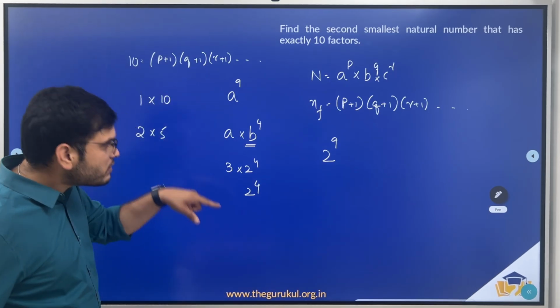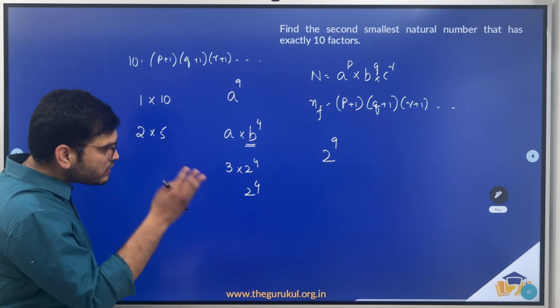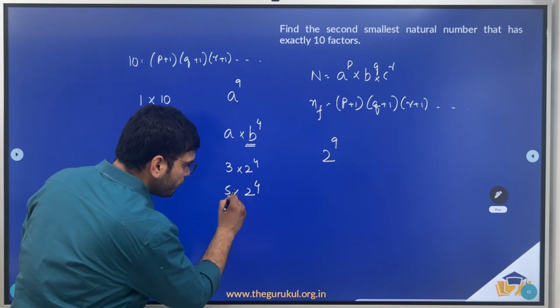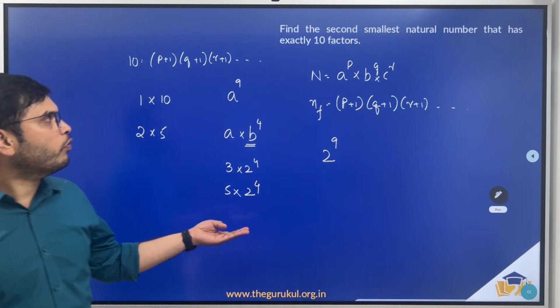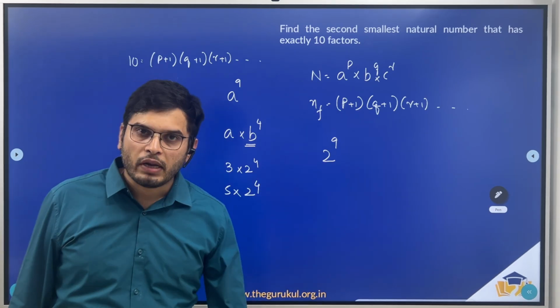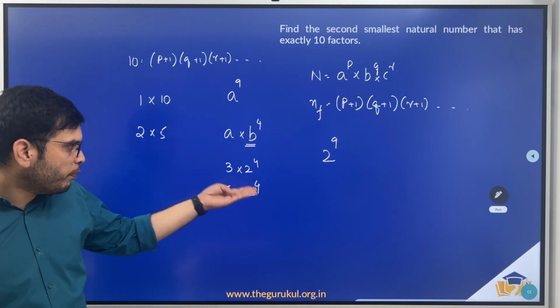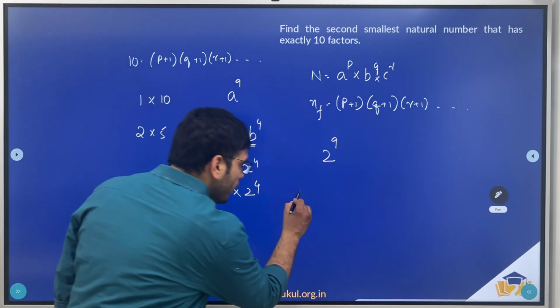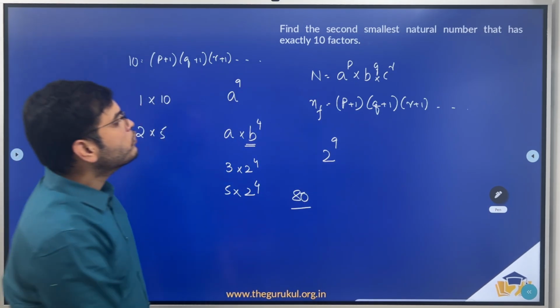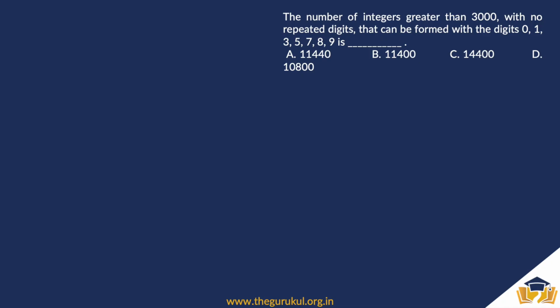Right. Now let's increase the value of a. What is the next highest value of a? 5. So 5 into 2 power 4 becomes the second smallest number, and the smallest being 3 into 2 power 4. Now what is the value of 5 into 2 power 4? 2 power 4 is 16. 16 into 5, 80 should be the answer to this question.